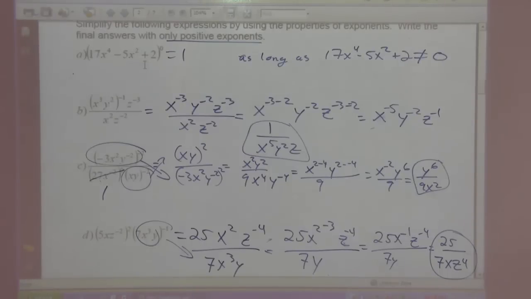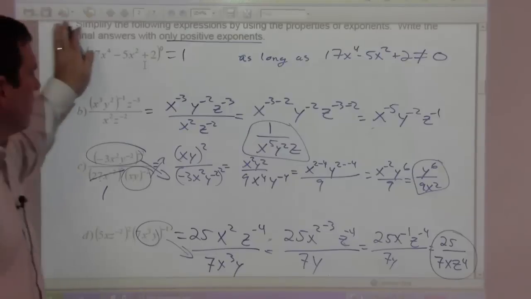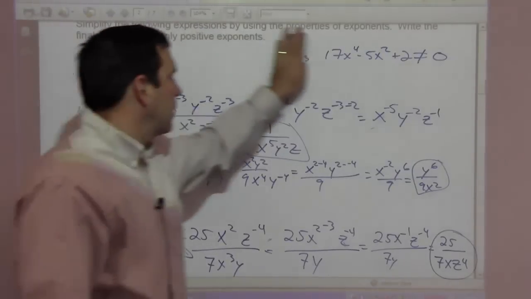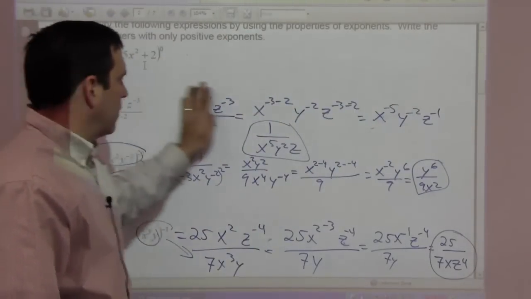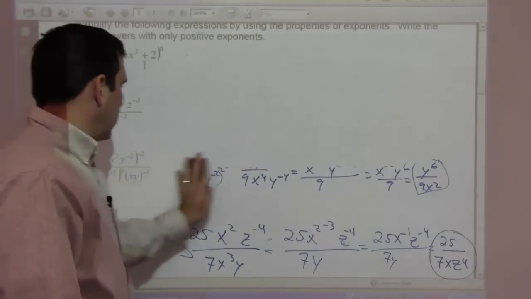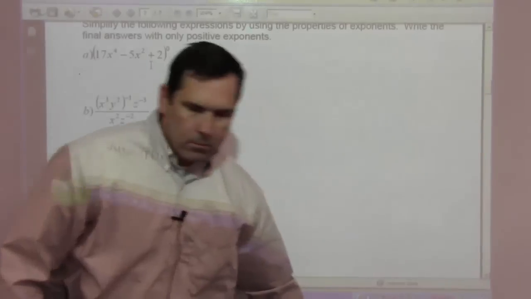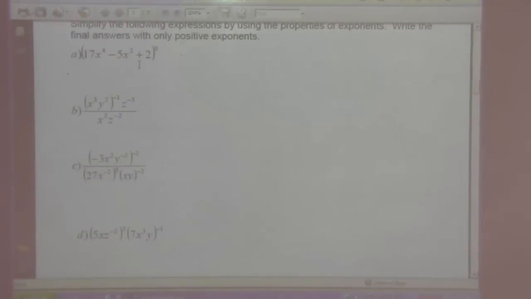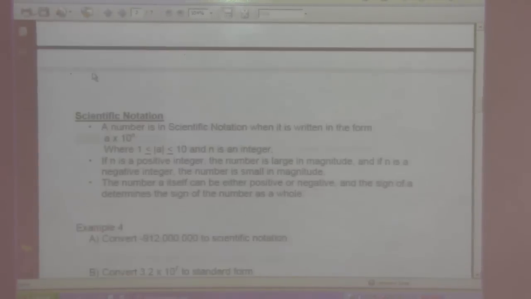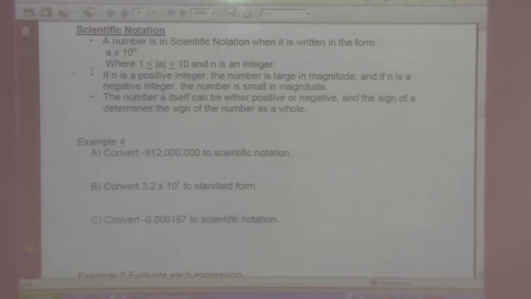Okay. Feel free to pause if you need more time. We're going to go on to scientific notation now. Page 3. That's a long lesson, 7 pages.